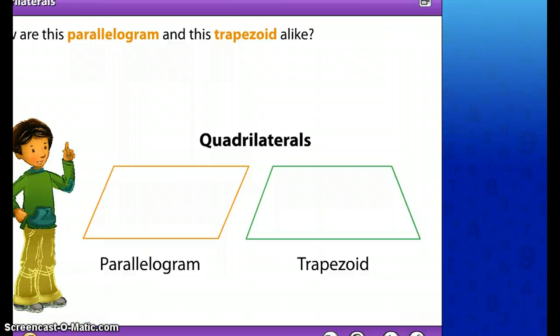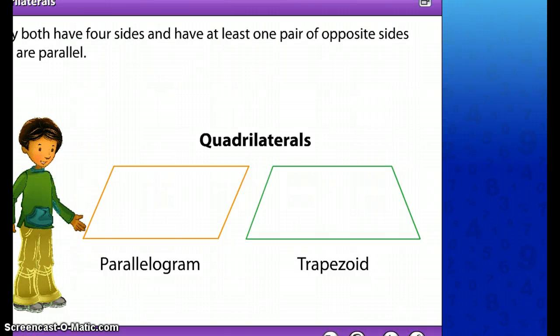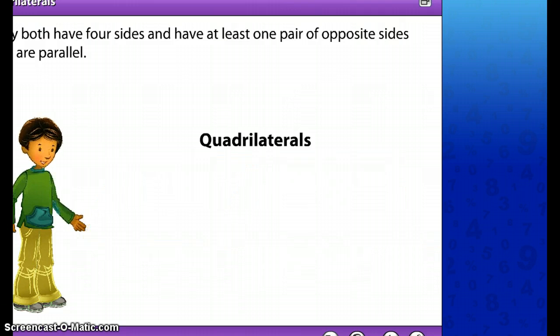Isosceles only goes with triangles. Okay? That's okay, Gabe. But what do both of these have? How many sides? Four. So they're both types of quadrilaterals. They both have four sides and have at least one pair of opposite sides that are parallel. The second figure only had one pair of parallel lines. The first figure had two pairs of parallel lines.